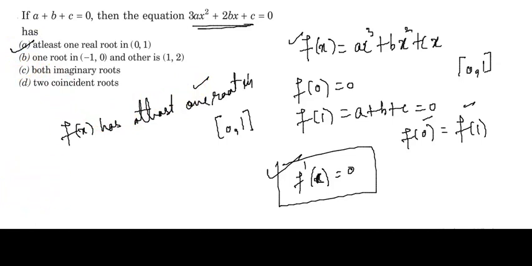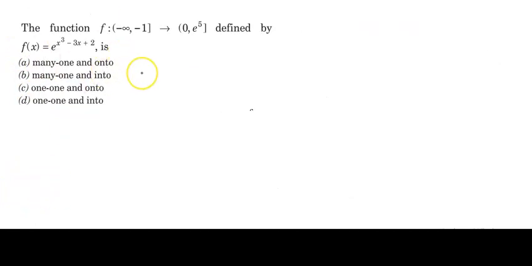Let's move on to the next question. The function f is defined from this to this, and f(x) = e^(x³ − 3x + 2). You have to tell whether this function is one-one, onto, into, or many-one. Pause this video and try this question.